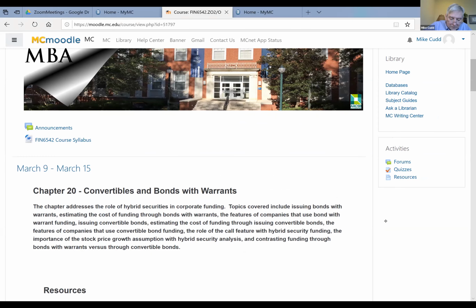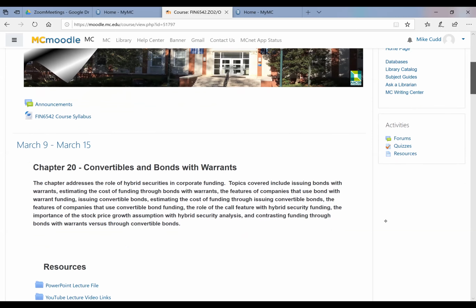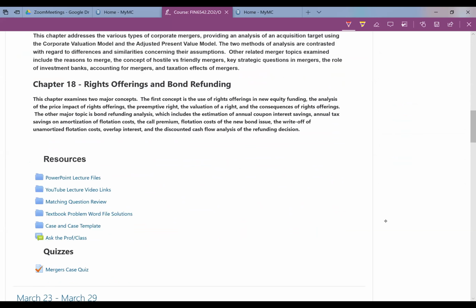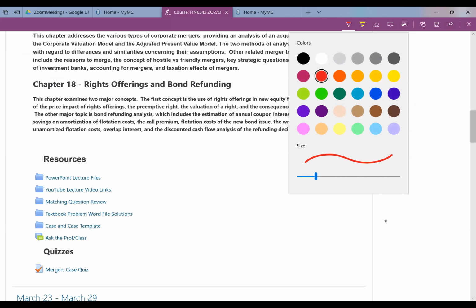Well, this week we're covering hybrid securities: convertible bonds and bond warrants. This coming weekend, Saturday and Sunday, you will have a 2-day window to take an online problem quiz to cover this material.